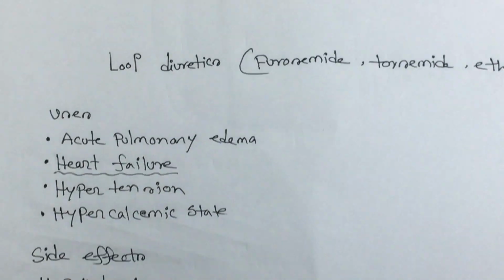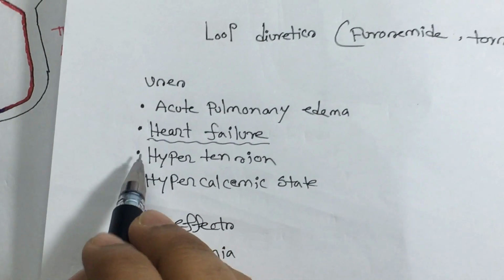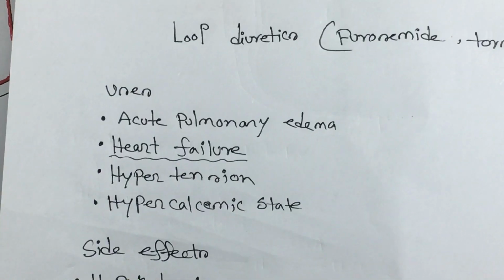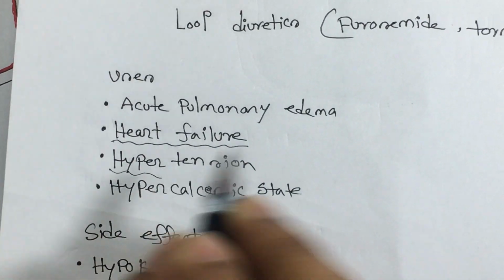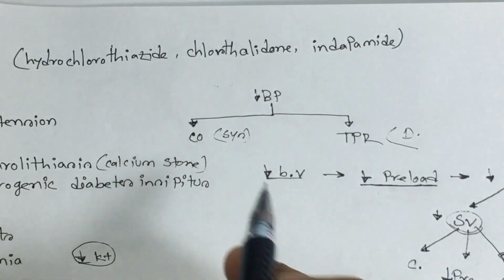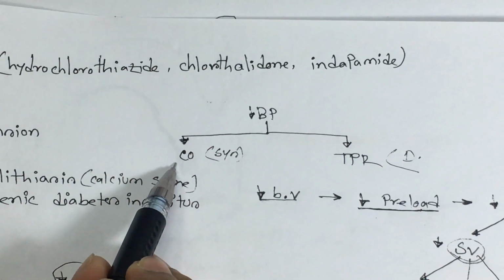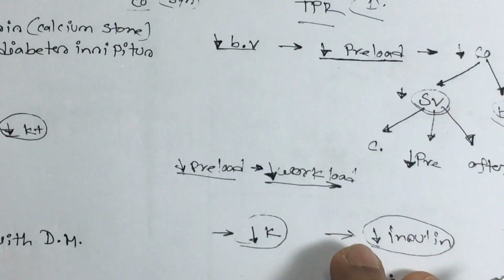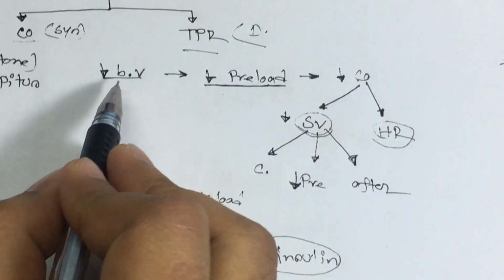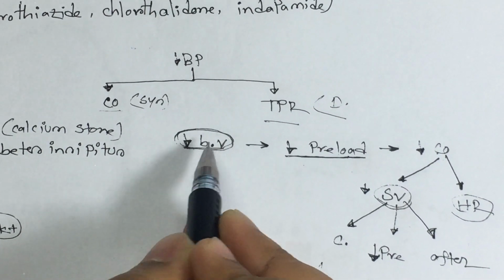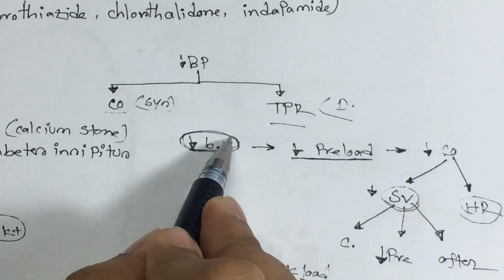And another thing, we can also use this drug in hypertension patients. In a hypertension patient, our goal is to decrease our blood pressure. Our blood pressure mainly depends on cardiac output and total peripheral resistance. So see, by using this drug, we can also decrease the blood volume.